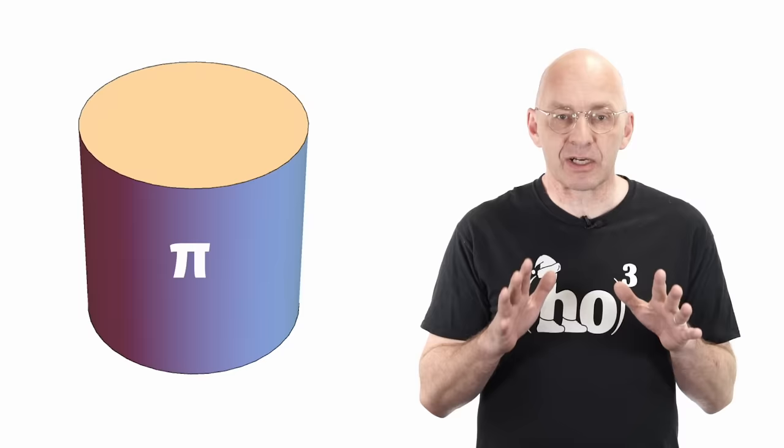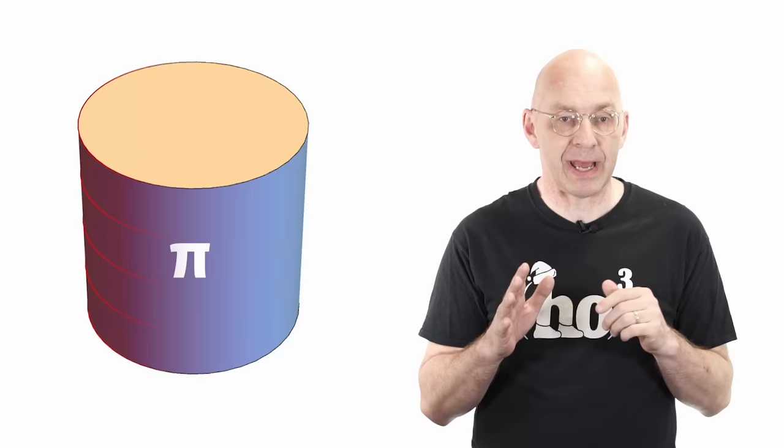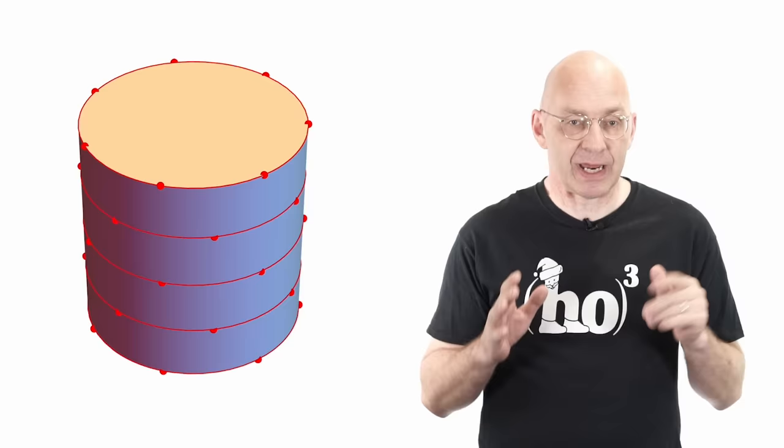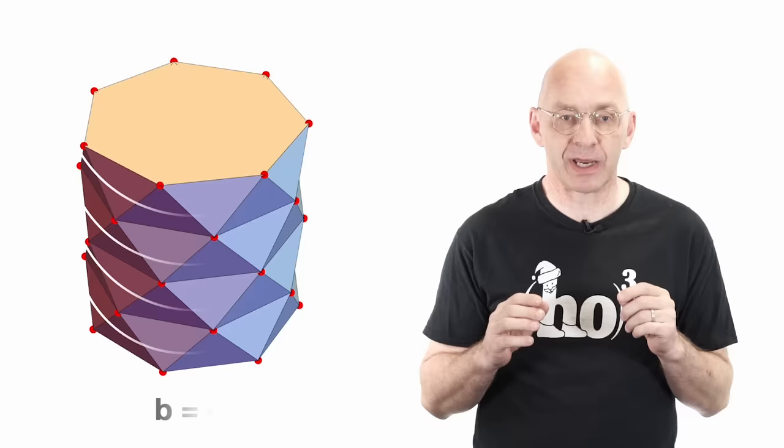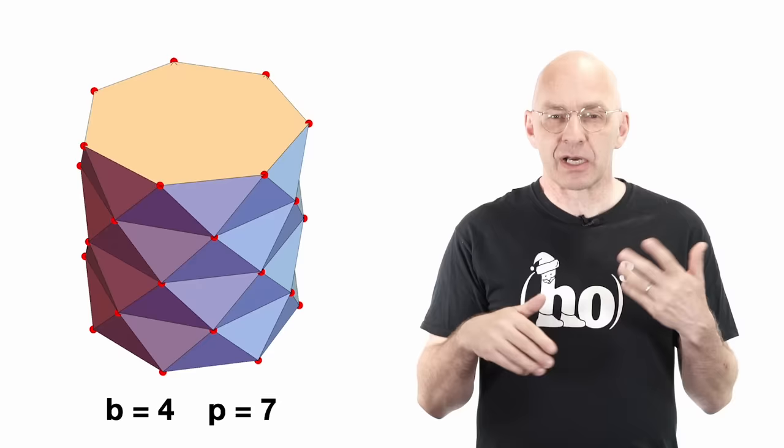To construct one of the lantern approximations of the cylinder, split the cylinder into 4 equal horizontal bands, put 7 equally spaced red points on each of the circles like this, put in the triangles, and voila, that's our lantern. This particular lantern has four horizontal bands of triangles and has seven equally spaced red points at every level. Here are a couple more lanterns with different numbers of points and bands.